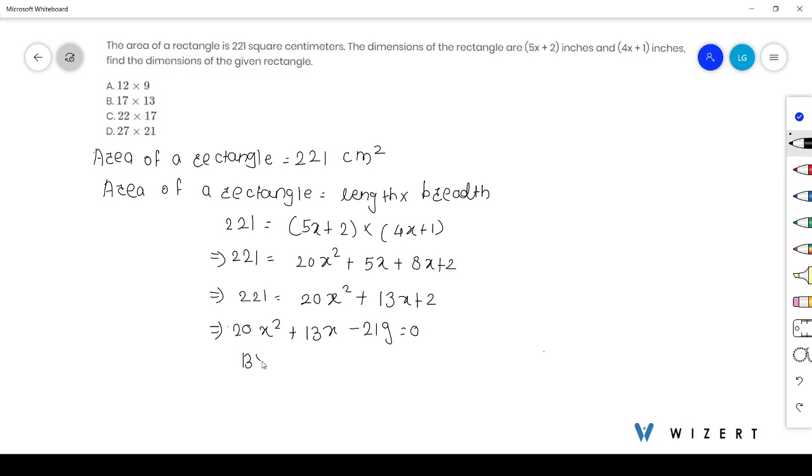So by using quadratic formula to find roots, we can find x1, x2, that is roots 3 and minus 73 by 20.